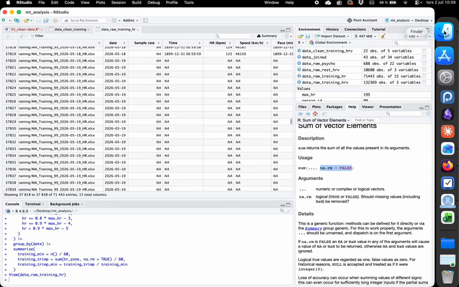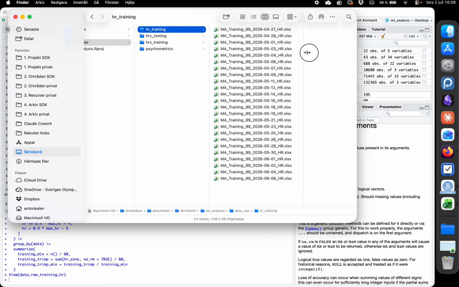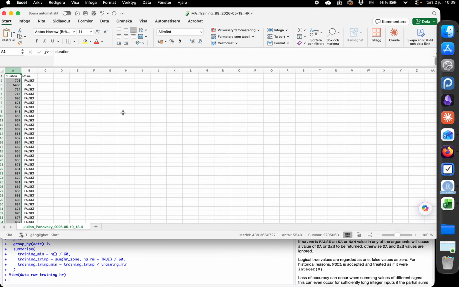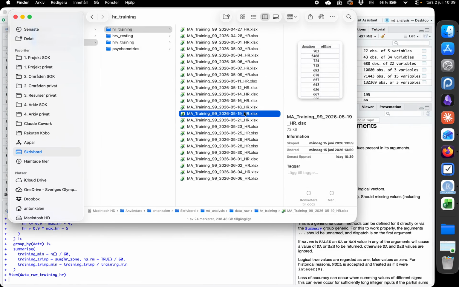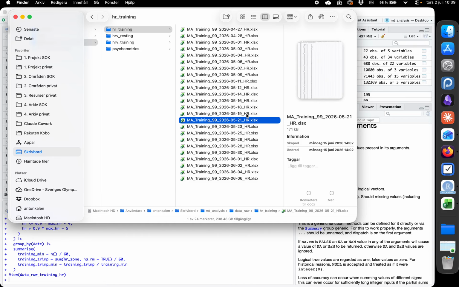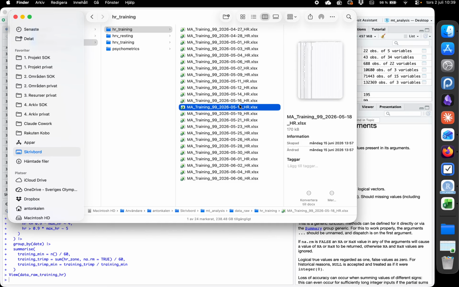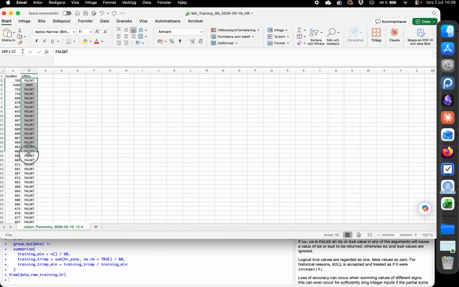First thing we should do is go and look at the heart rate training, and then we look at the 19th, then we open here. Sorry. Here we see the problem in this case, right? It actually took the heart rate variability data, not the heart rate data.